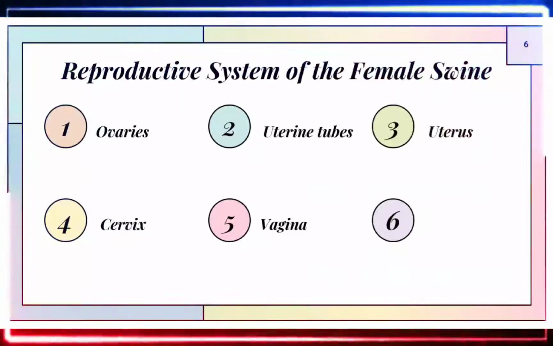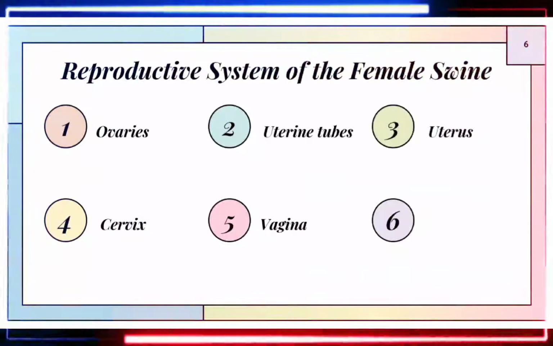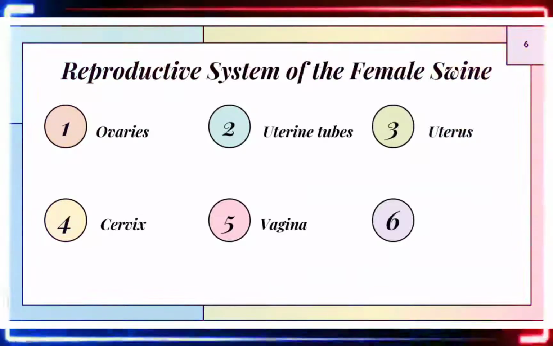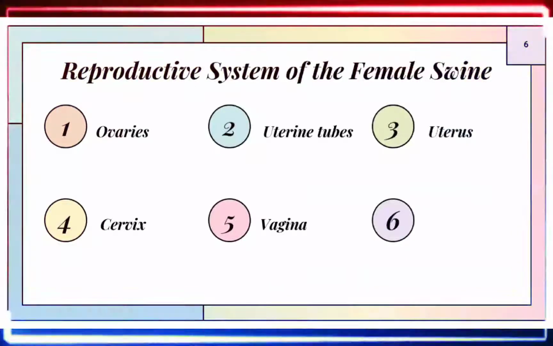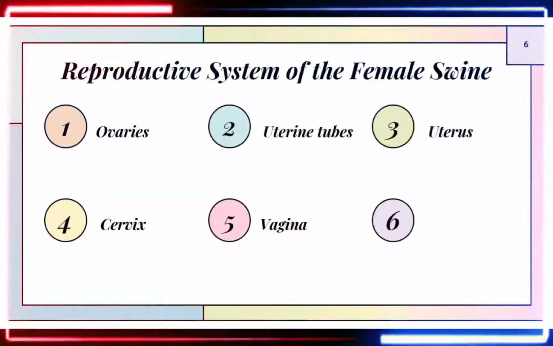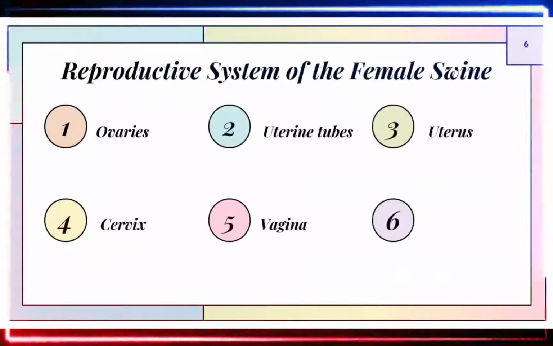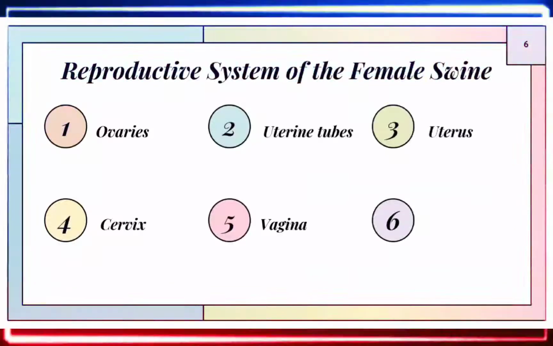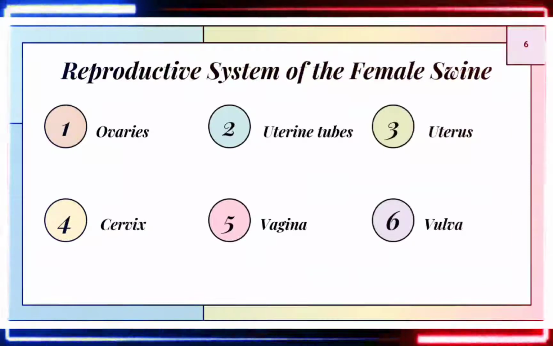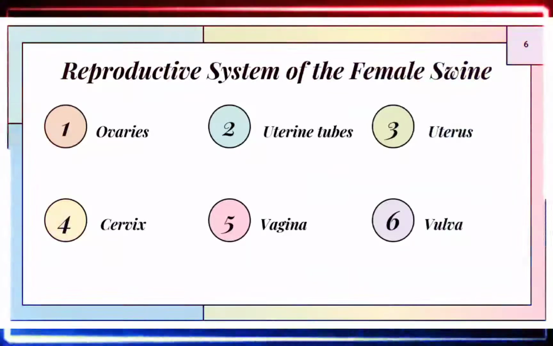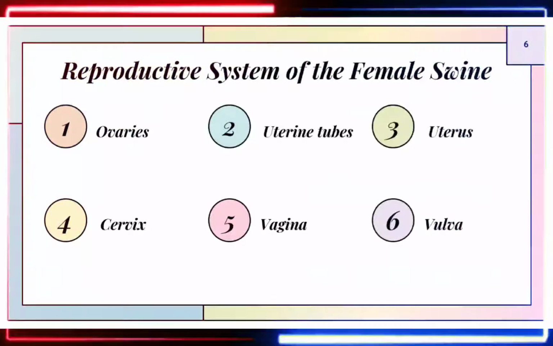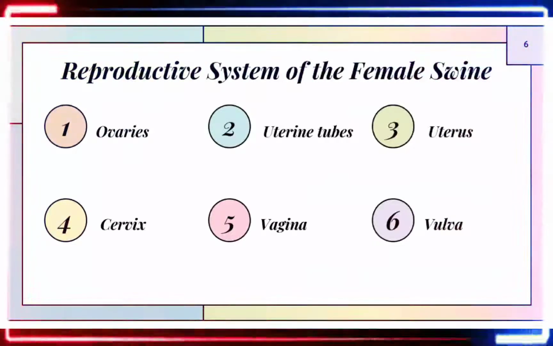Vagina. The vagina is the main organ for copulation and the organ where semen is deposited during sexual intercourse in natural mating. It also comprises part of the birth canal during parturition, which is the act of giving birth, and is the excretory duct for secretions of the cervix, uterus, and oviduct. Vulva. The vulva is the external organ of the female genitalia and the common passageway for the products of reproduction.